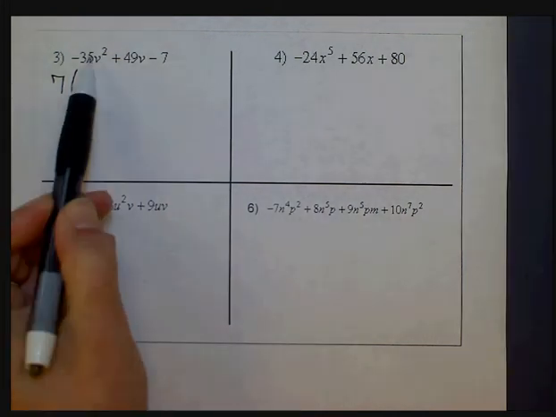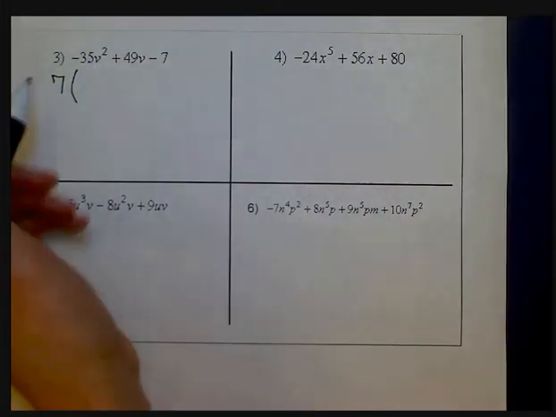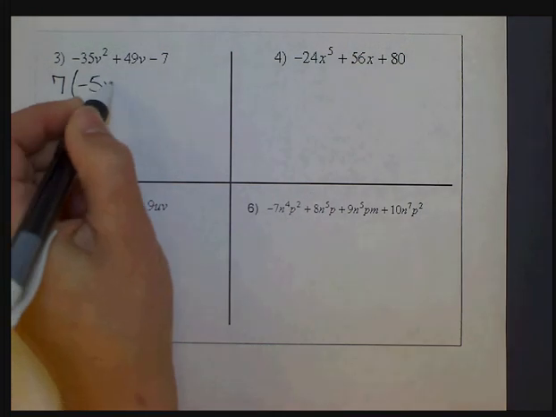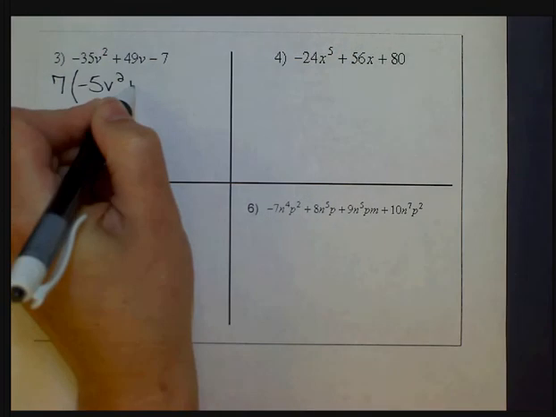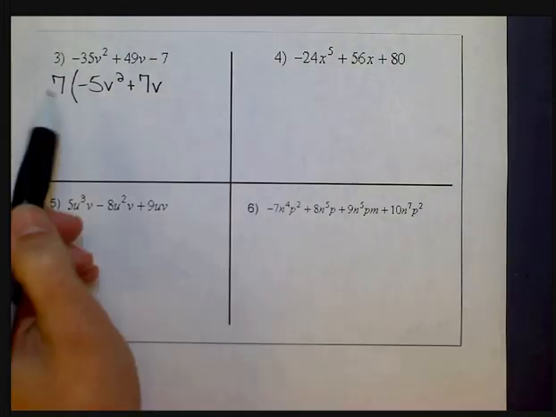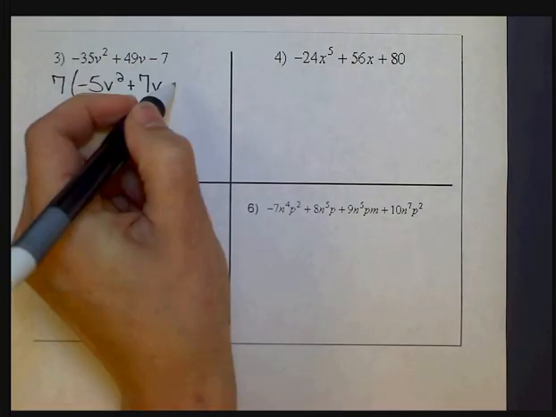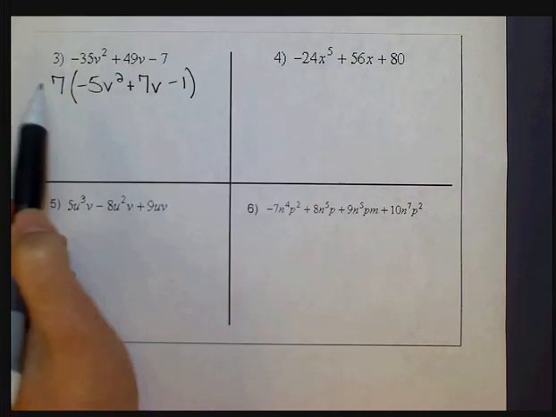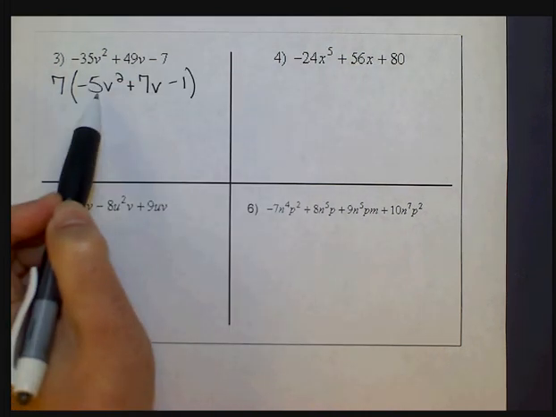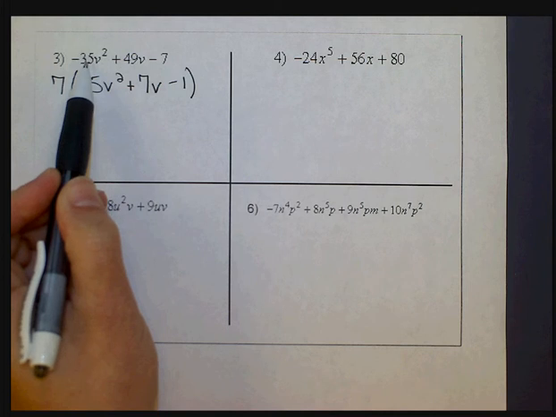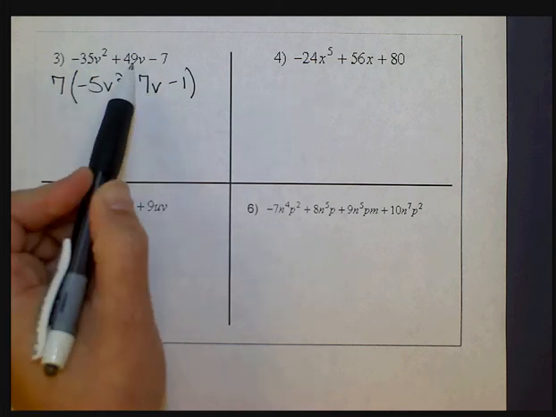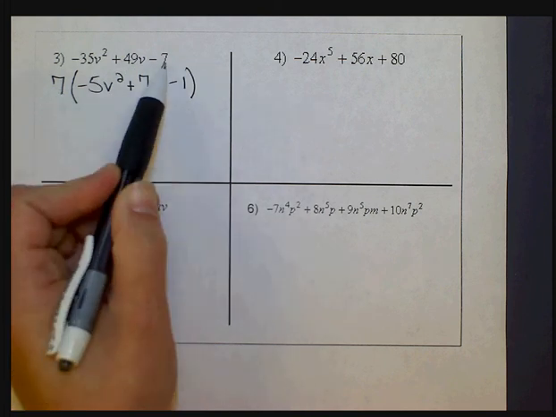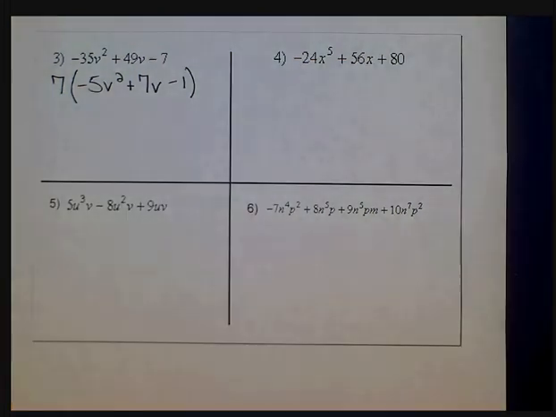So what times 7 gives me negative 35v squared? That would be negative 5v squared. What times 7 will give me 49v? Well, that would be 7v. And then what times 7 gives me negative 7? Negative 1. So if I distribute this, 7 times negative 5v squared gives me negative 35v squared. 7 times 7v will give me 49v, and 7 times negative 1 will give me a negative 7. So you can always check your work.